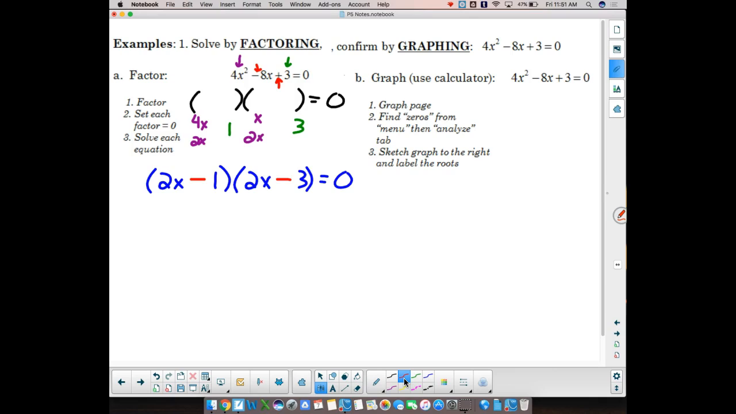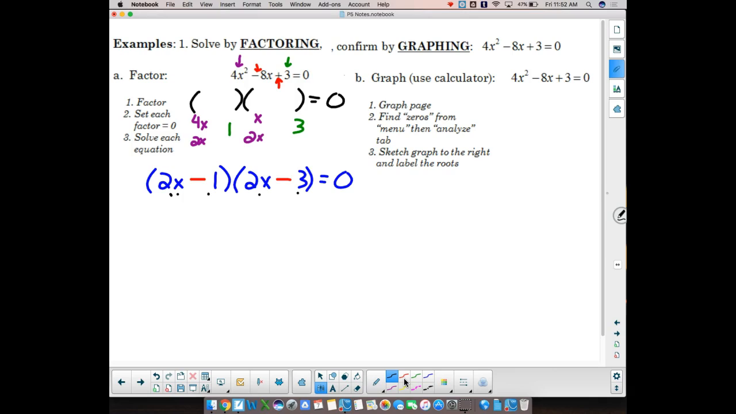How do I know that that is factored? You multiply it back out. Do it in your brain. 2x times 2x is 4x squared. Yes, that's what I needed. 2x times negative 3 is negative 6x.